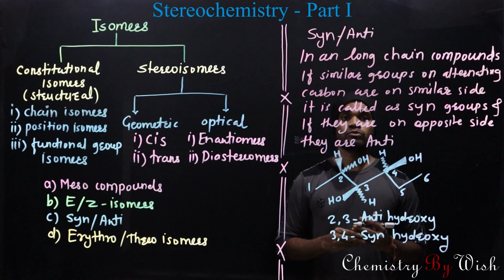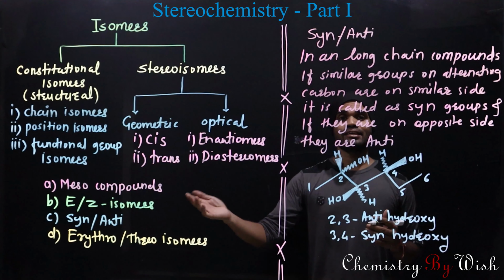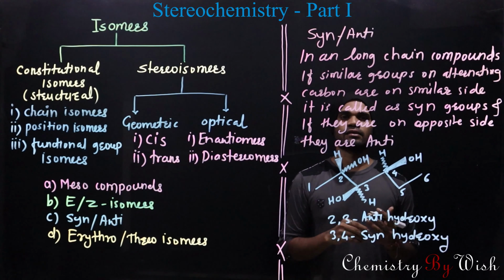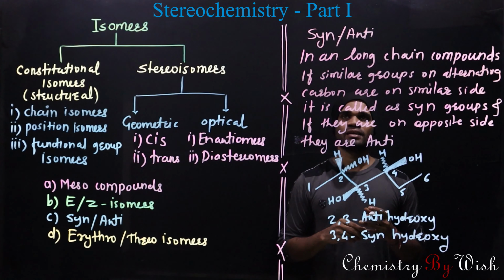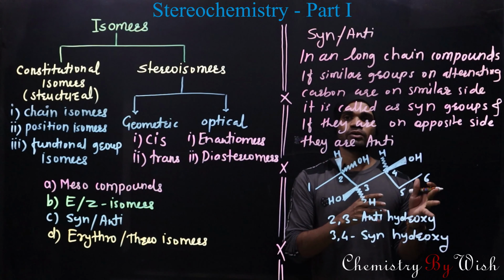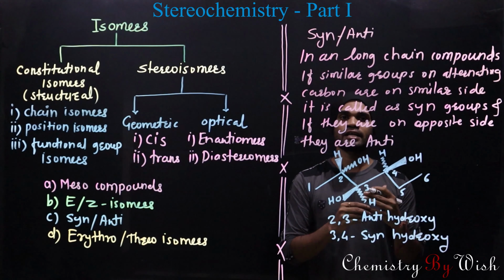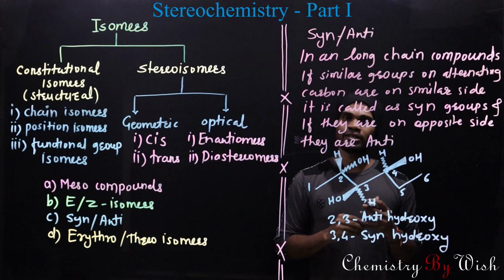So the next point we have to study, that is the syn and anti nomenclature. So what is syn and anti? So बहुत ही easy है, हम easily याद रख सकते हैं इसको. That is, in a long chain compound, if similar groups on alternating carbon atoms are on similar side, so they are called as syn groups. And if those groups are on opposite side of the plane, they are called as anti to each other.